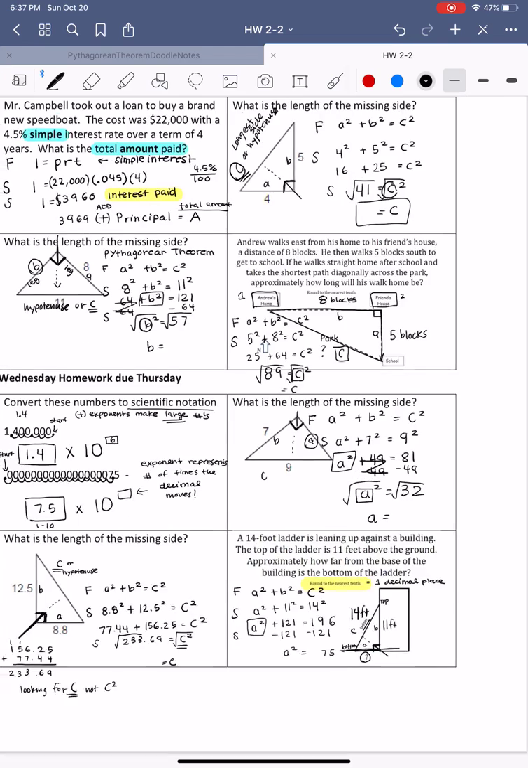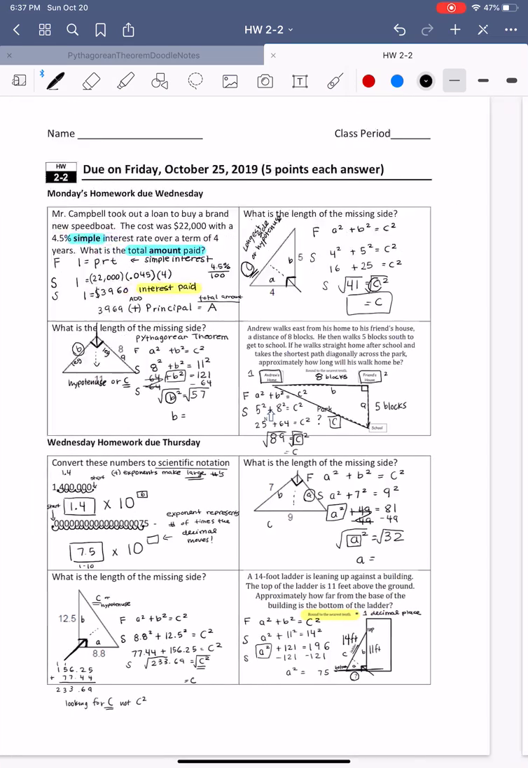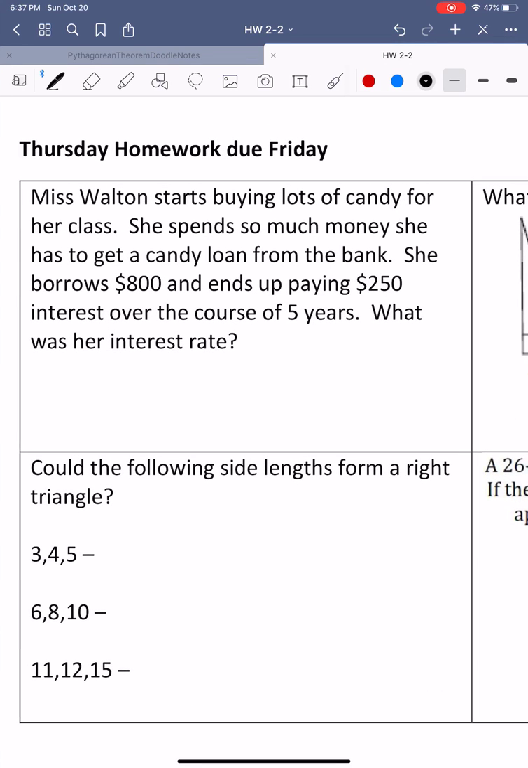Alright, so there's that week's, or those 2 days, and then we have one more for Thursday's homework that's due on Friday. Miss Walton starts buying lots of candy for her class. She spends so much money, she has to get a candy loan from the bank. She borrows $800 and ends up paying $250 interest over a course of 5 years. What is her interest rate?